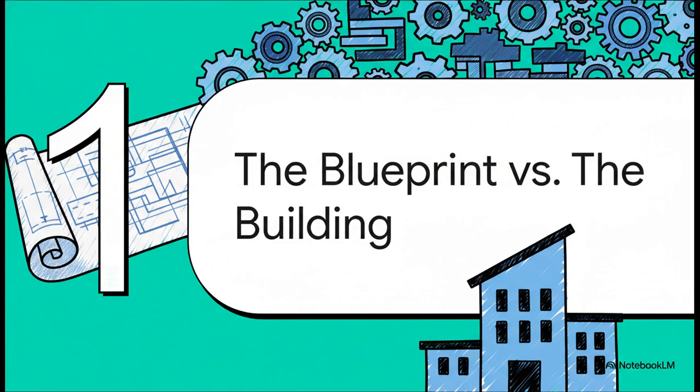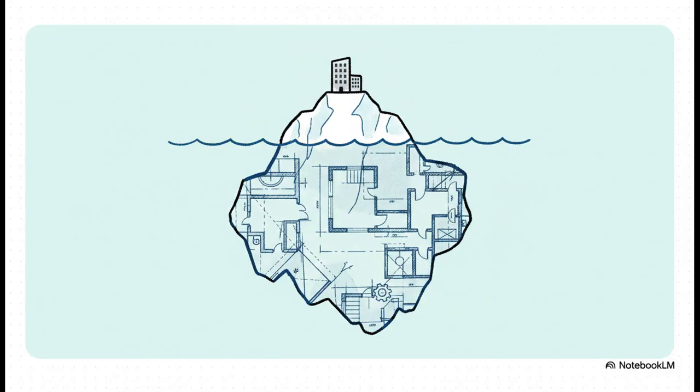Okay, so let's start with a really key idea that every single architect lives by, and that's the difference between the blueprint and the actual building. Most of the time when we think about a lesson or a course, we're only seeing the building. That's the final thing, what you actually sit through. But that's just the tip of the iceberg, right? The real work, the magic, happens in the blueprint, that whole invisible process of analysis and planning that makes the building stand up in the first place.